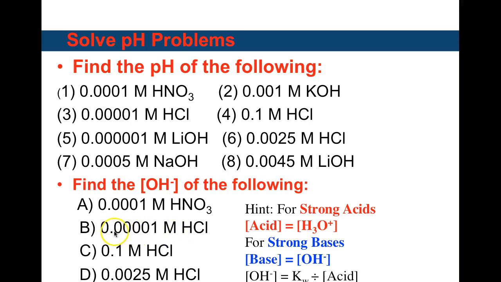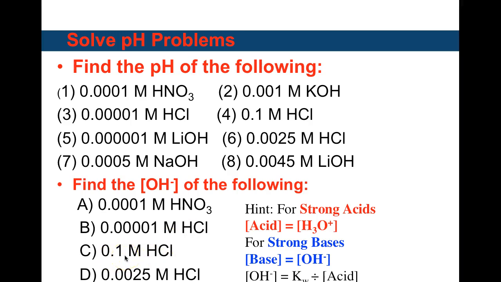This is again a strong acid. So I'll move the decimal point 5 places. So 1 times 10 to the negative 5. My H3O plus is 1 times 10 to the negative 5. So 14 minus the 5, and the OH minus is going to be 1 times 10 to the negative 9.